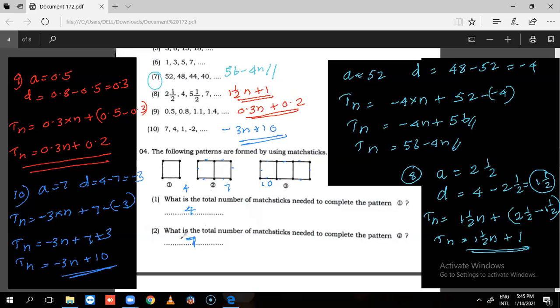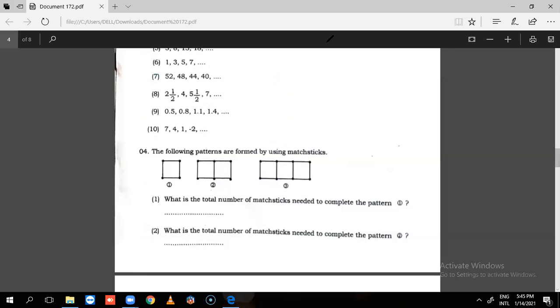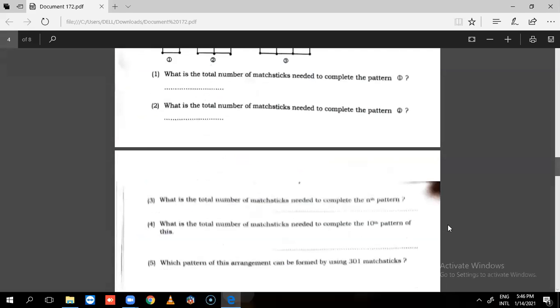Finished? Savindi finished? Yes, teacher. Yes.